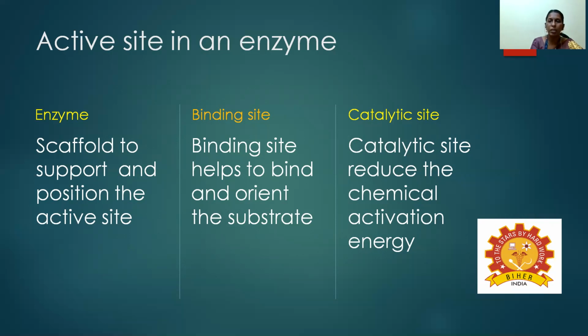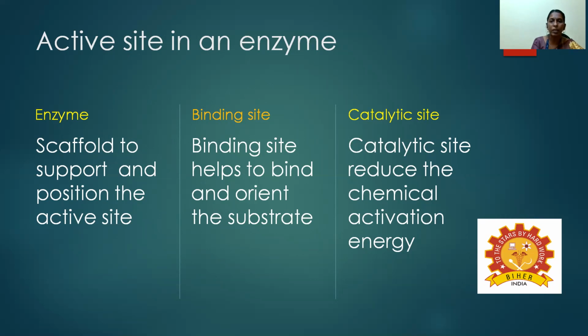So what happens at the catalytic site? It reduces the chemical activation energy. First we talk about the binding site. It helps to bind and orient the substrate. Orient means it holds the substrate and forms the enzyme-substrate complex, and then the reaction proceeds. The next step after the enzyme-substrate complex is the catalytic site.